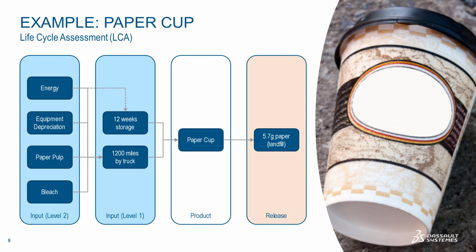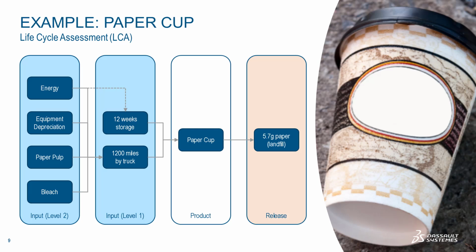We can go one level back and say, well, the paper cup needs to be manufactured. And so we would have 1 paper cup's worth of bleach used in the process to take paper pulp at a paper manufacturing facility and use that to create a paper cup. And of course, there are energy inputs, and we would also consider equipment depreciation in this.